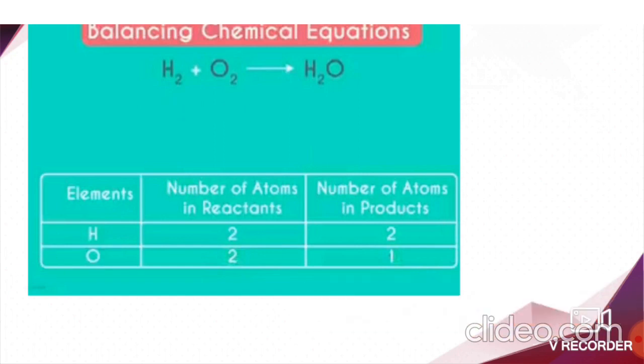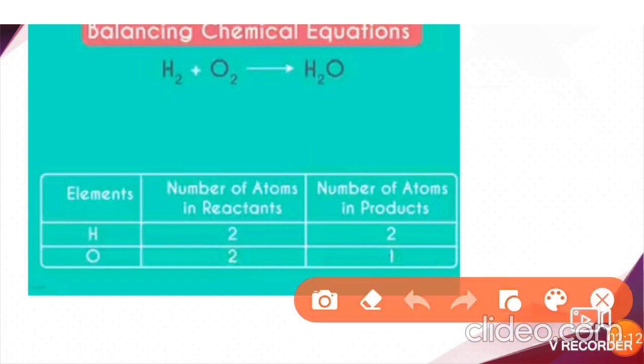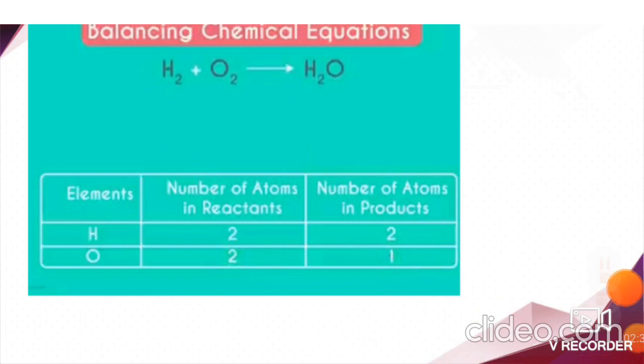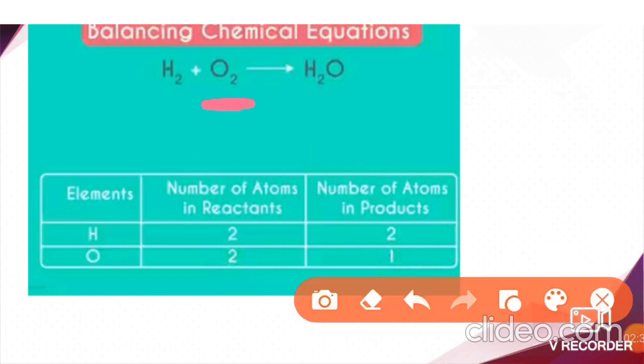In the next step, you need to count the number of hydrogen atoms in the reactant and the number of hydrogen atoms in the product. In the reactant, how many hydrogen atoms are there? 2, right? So I wrote in the reactant column, that is 2. In the product, how many hydrogen atoms are there? 2. So here also I wrote 2. Got it? And in the second step, you need to count the number of oxygen atoms in the reactant and in the product. In the reactant, 2 oxygen atoms are there. In the product, 1 oxygen atom is present.